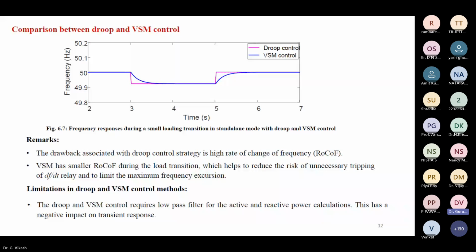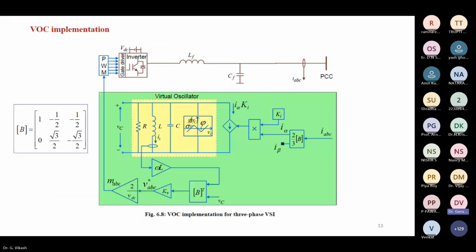But there are still some limitations in droop and VSM. Droop and VSM control require low pass filters for active and reactive power calculation. This has some negative impact on the transient response. But VOC is a time domain controller. There is no need to calculate any active and reactive power. Based only on the feedback current, the controller acts accordingly. So we can eliminate these low pass filters, and the transient response may be improved in VOC. Coming to VOC implementation.